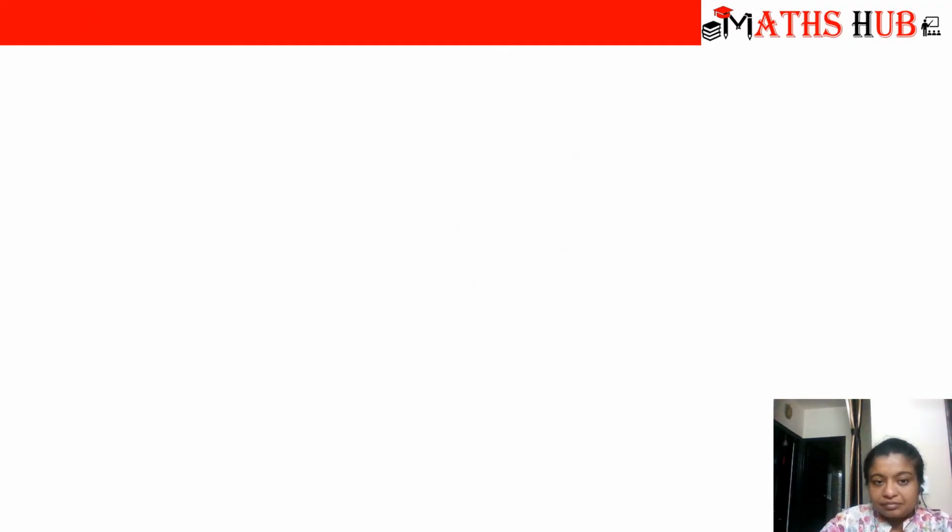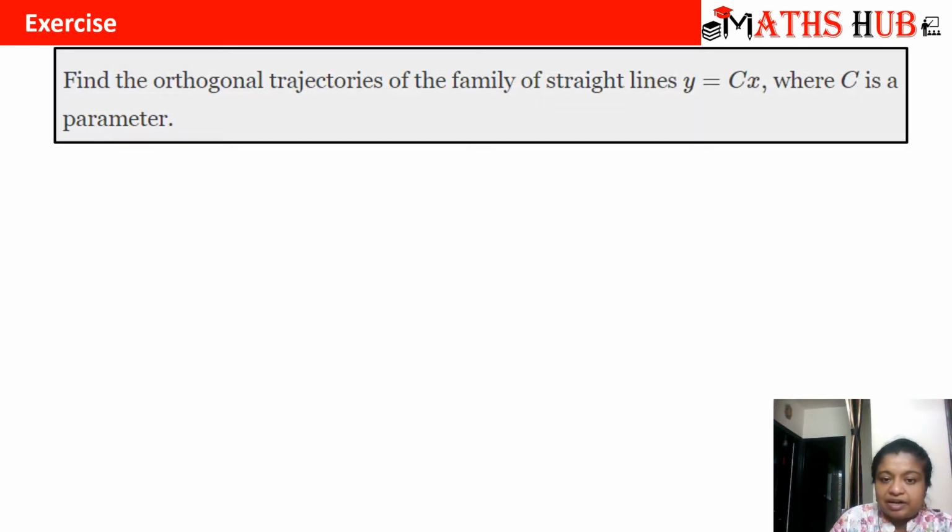Okay. So let's proceed to the next exercise. In the next exercise, we are given the family of straight lines y is equal to cx, and we need to calculate the orthogonal trajectory to this family. So again, let's repeat the process. Let's frame the differential equation. dy by dx is equal to c. Here I need to eliminate c. So c is y by x, so let me replace it by y by x. In the next step, let's replace dy by dx with minus dx upon dy.